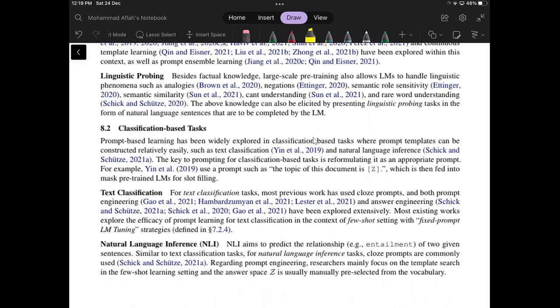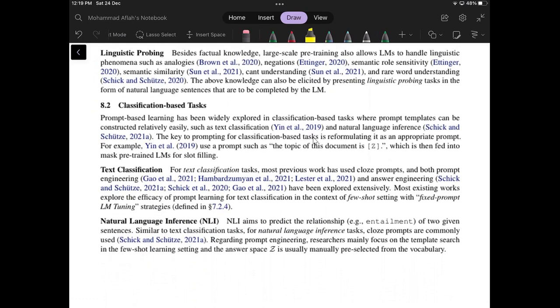All right. For linguistic probing, besides factual knowledge, large-scale pre-trained language models also allow the model to handle linguistic phenomena such as analogies, negations, semantic role sensitivity, semantic similarity, and rare word understanding. The above knowledge can be elicited by presenting linguistic probing tasks in the form of natural language sentences that are completed by the language model, so you understand where it fails or whether it truly understands the linguistic phenomena.